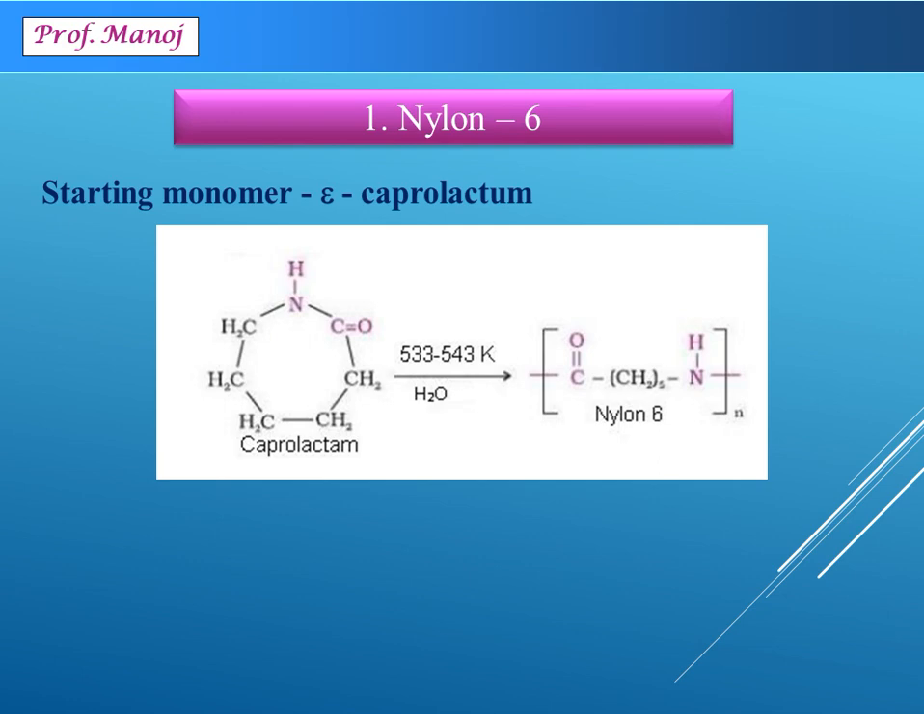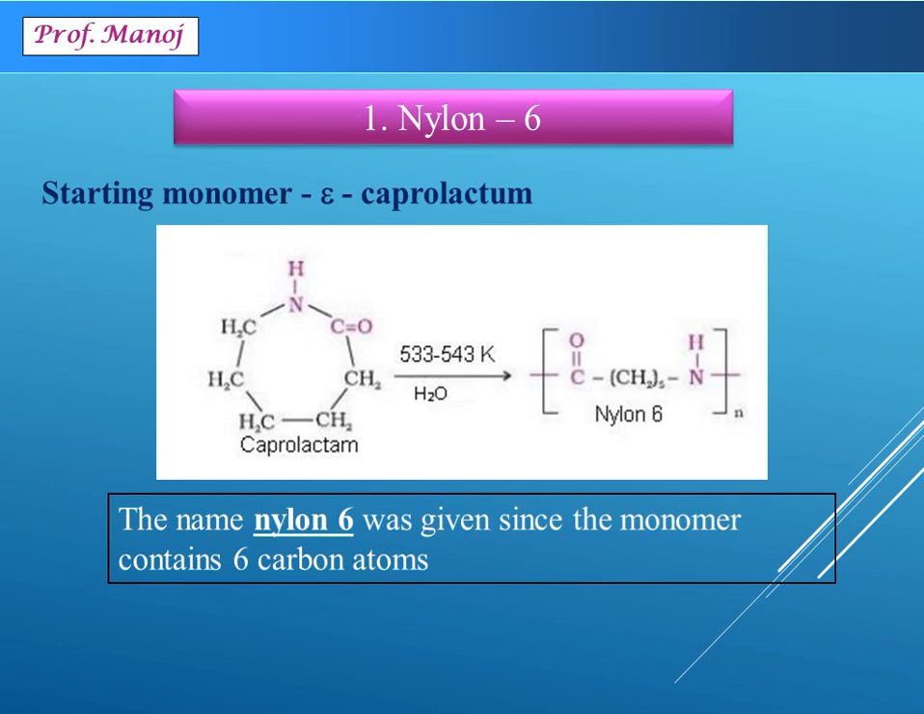When caprolactam is heated in nitrogen atmosphere at a temperature of 533 to 543 Kelvin, it forms the polymer nylon 6. In the reaction we can see it is a ring opening polymerization taking place. It is given the term nylon 6 because the starting material contains 6 carbon atoms.